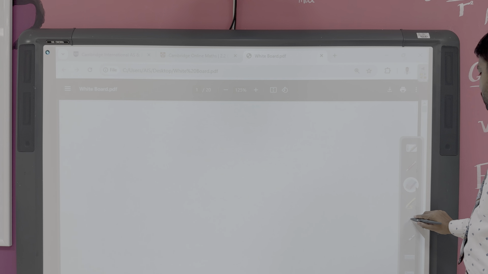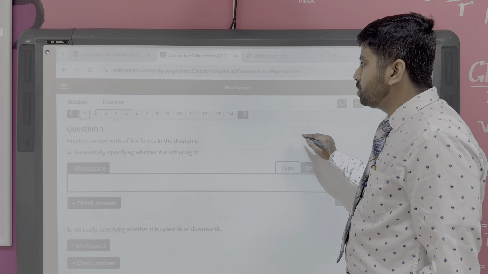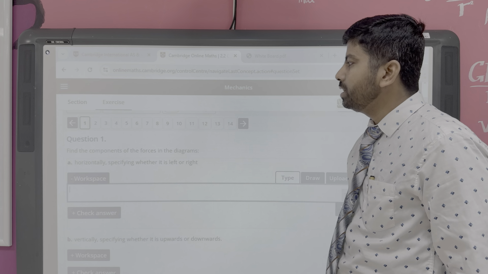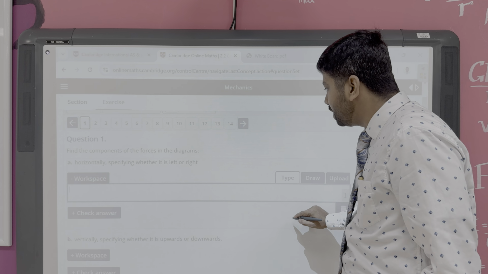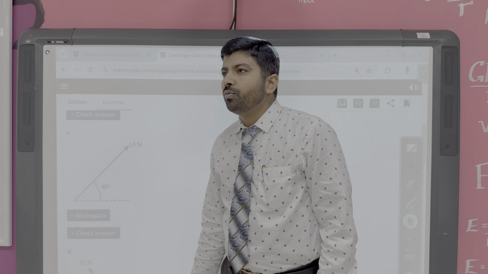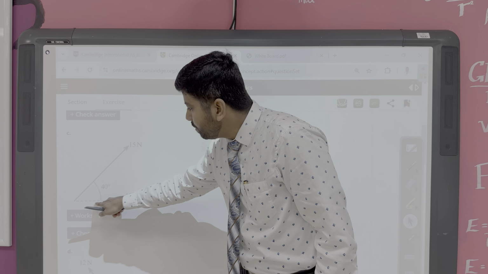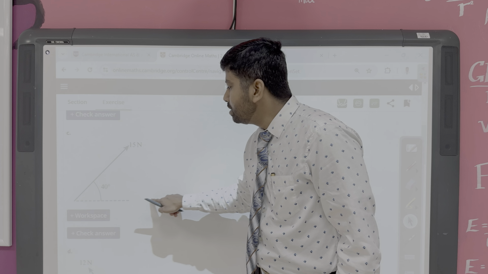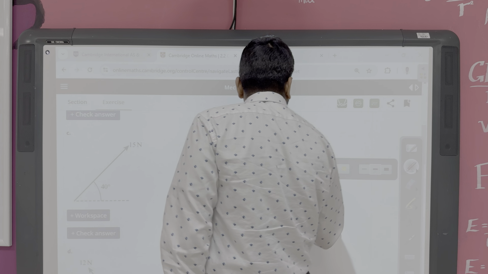Very interesting questions are there. If I come to your question, you can see here it is written: find the component of the force in the diagram. So this diagram is given. In this diagram you have to find out the component of the force. Now this is your 50 Newton and it is given 40 degree. You have to find out its horizontal component and vertical component. Can you? Let us see.